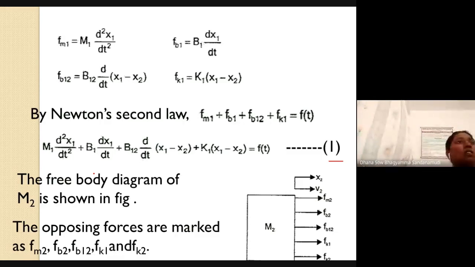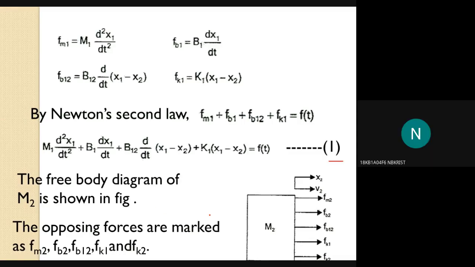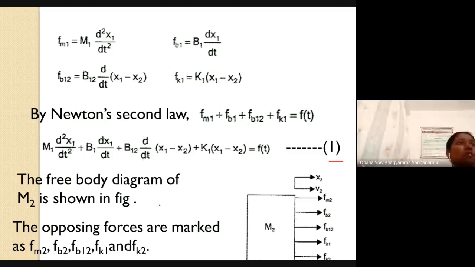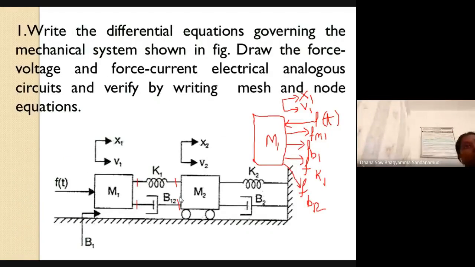Now go to the free body diagram of M2. If you want, I will write the free body diagram. We have already seen the free body diagrams of all these mechanical translation systems and solved some problems, so there is no issue at all. You might already know this, so once again I am repeating.